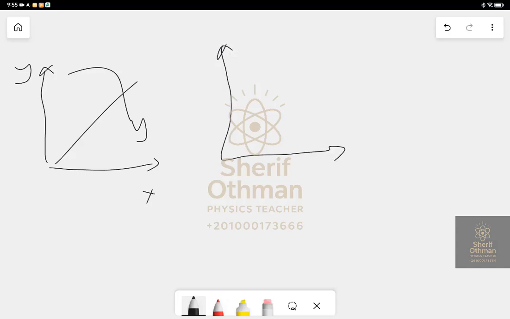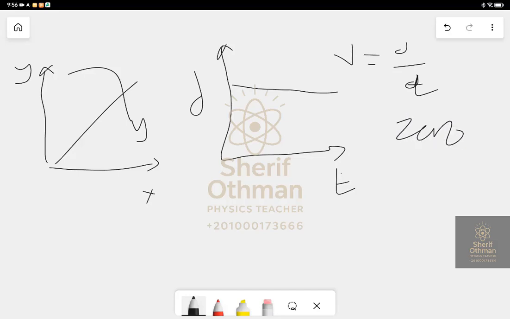Describing the relation between distance and time: if the slope is a straight line which is parallel to the x-axis, that means the distance doesn't change. So the velocity, which represents distance over time, will be 0, as there is no change in distance.